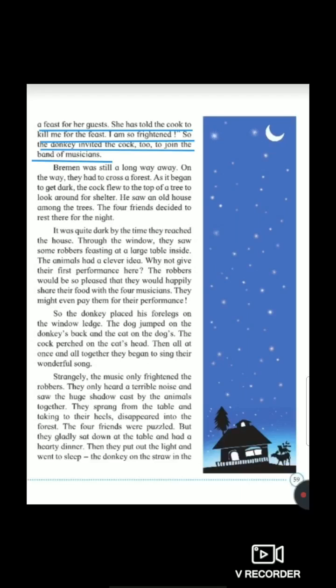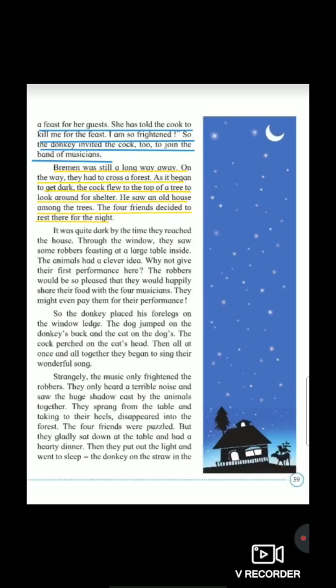Okay? So here is the very first line of the second paragraph. Bremen was still a long way away. On the way they had to cross a forest. As it began to get dark, the cock flew to the top of a tree to look around for shelter. He saw an old house among the trees. The four friends decided to rest there for the night.